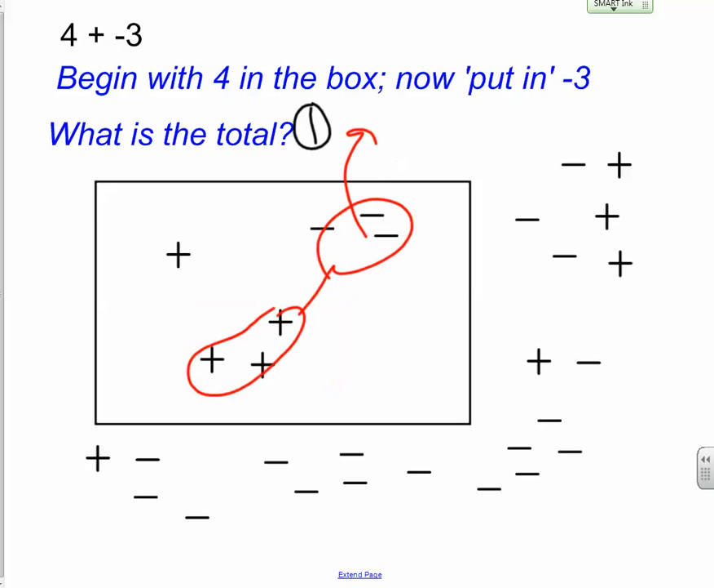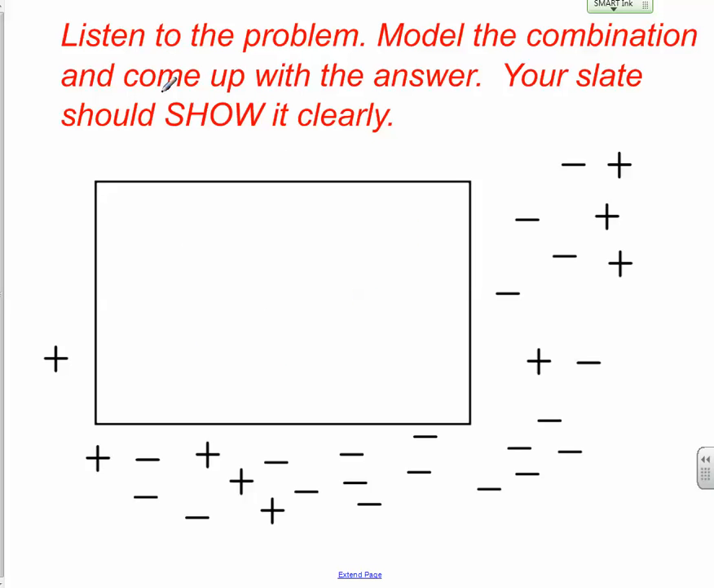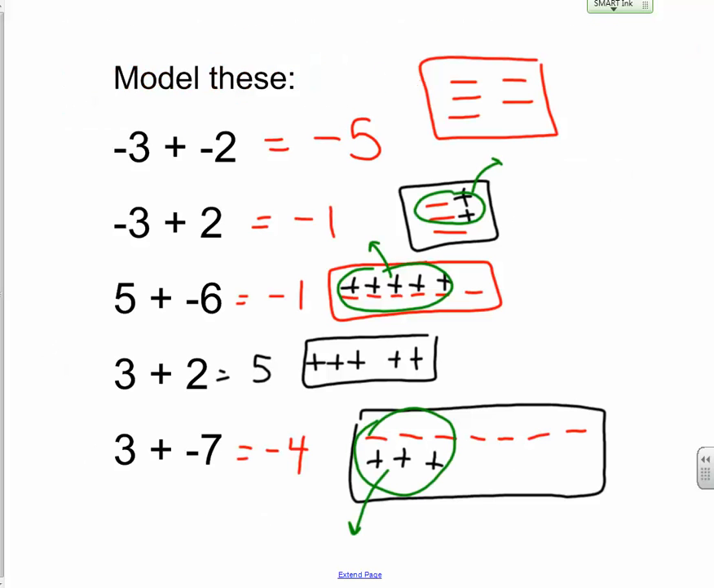Pretty simple. Now if I put a positive and a negative, so here I started with 1, 2, 3, 4 positives. I combine with that 3 negatives, and when I take out my zeros, I've got 3 zeros right here. Take them out, I'm left with just a positive 1. So the answer is just 1. Then I gave you lots of problems. You had to model them on your slates, and so these were all the ones.